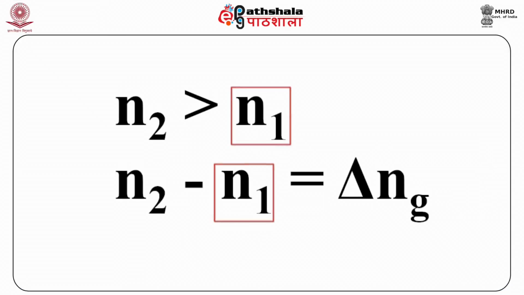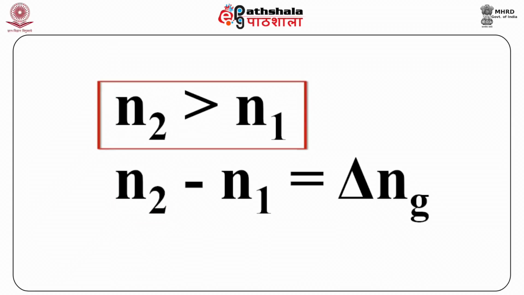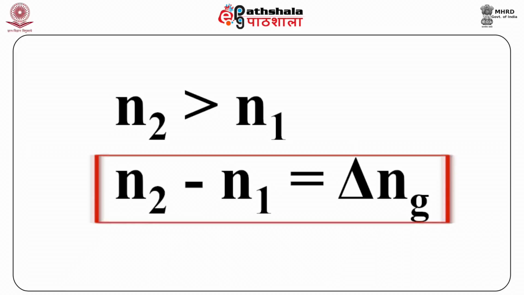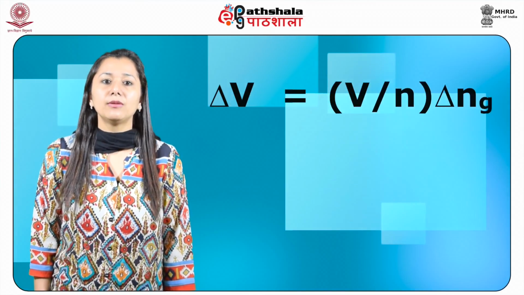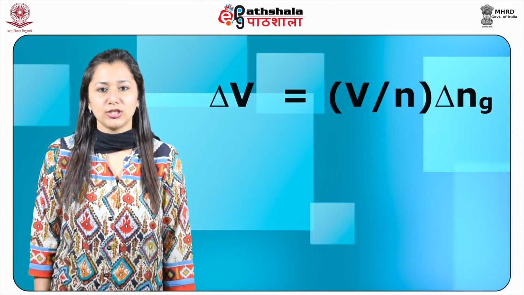Suppose N1 be the number of moles of gaseous reactants and N2 be the number of moles of gaseous products. Let N2 be greater than N1. Thus, the increase in the number of moles is given by N2 minus N1 equals delta NG. The corresponding increase in volume, delta V, will be given by V upon N into delta NG.